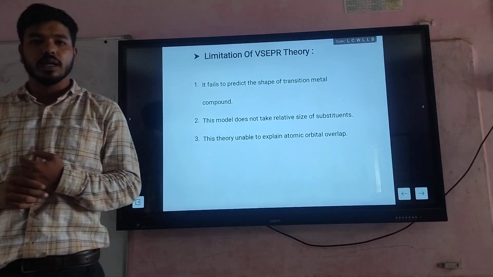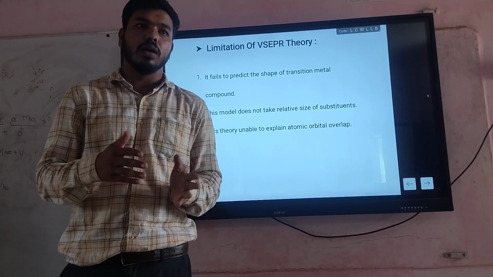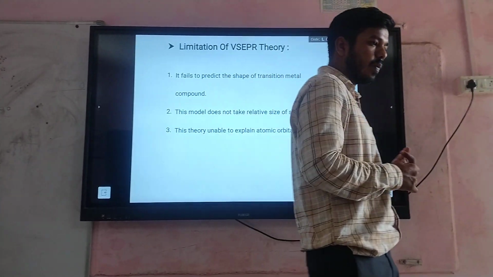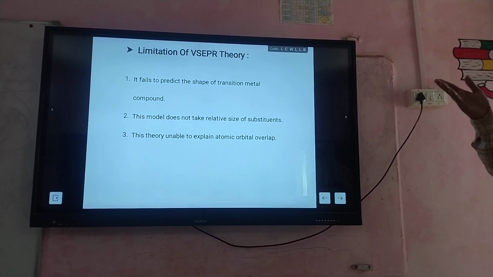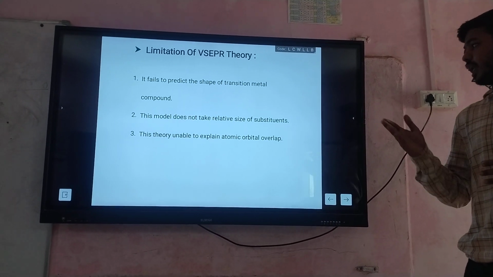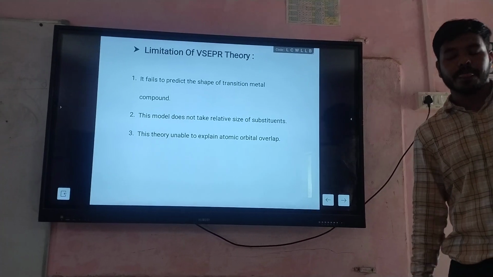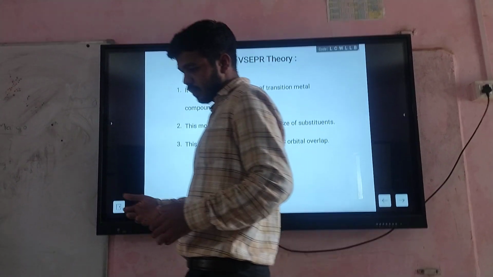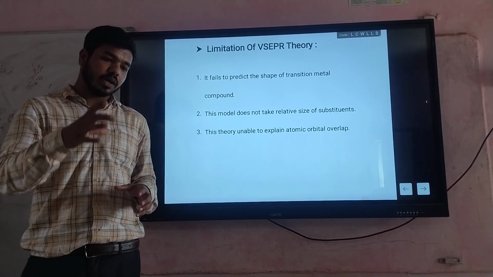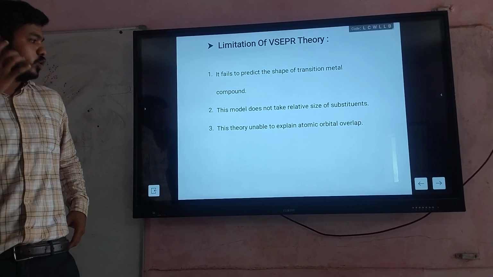So the first limitation of VSEPR theory is that it predicts the shape of only s block or p block or group 13 elements. It does not predict the shape of transition metals. Then the second limitation of VSEPR theory is that this model does not take into account the relative size of substituents, means इसमें साइज का कुछ एक्सप्लेनेशन नहीं दिया है. जैसे अगर एक बल्की ग्रुप अगर हमारे सेंट्रल एटम पे अटैच होगा, तब रिपल्सन बिटवीन द बल्की ग्रुप कॉज मोर रिपल्सन. सो इसके बारे में VSEPR theory में कुछ भी नहीं बताया है.